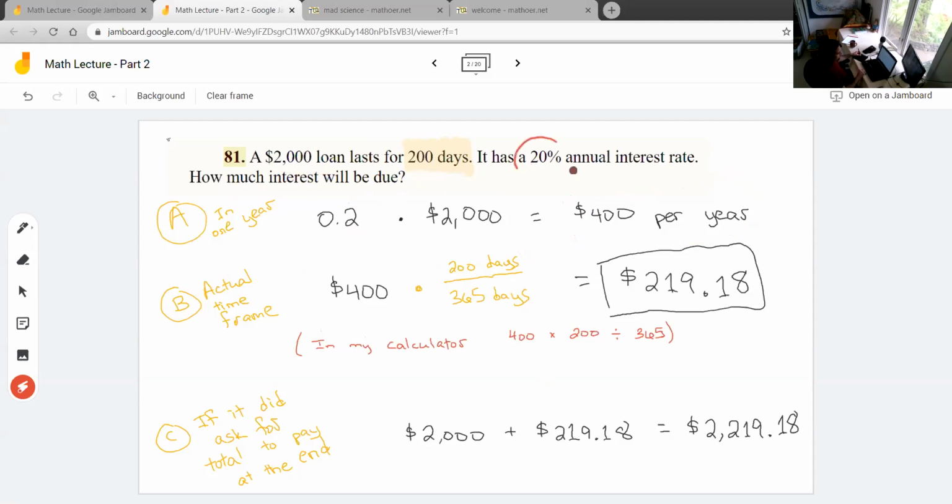There's a designed for 1 year simple interest rate, and really this problem should say simple in it. I'll make a note also, 81 says simple.